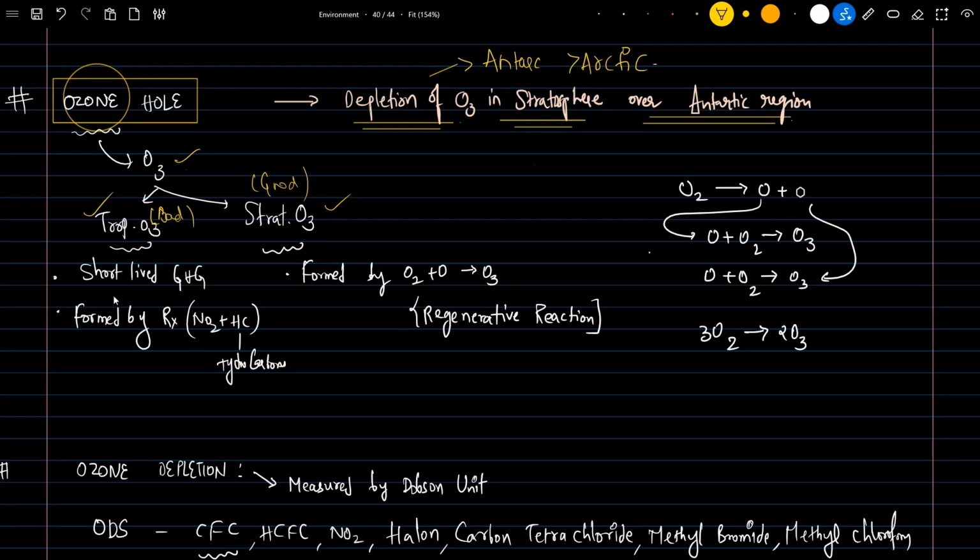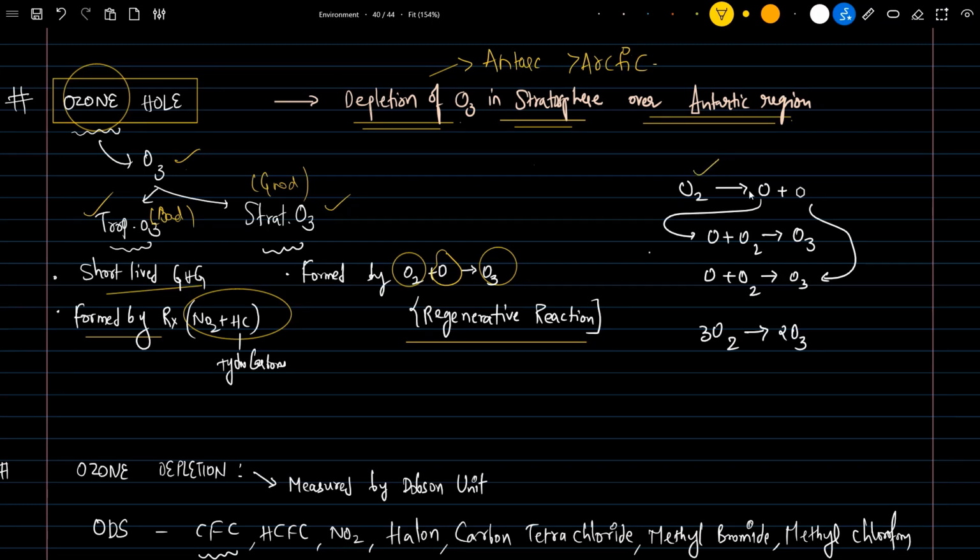Tropospheric ozone is a short-lived greenhouse gas, and it is formed by the reaction of nitrogen dioxide and hydrocarbons, whereas stratospheric ozone is formed by the combination of oxygen and free radical oxygen. This leads to the formation of O3. It is called a regenerative reaction. So this is how it is formed.